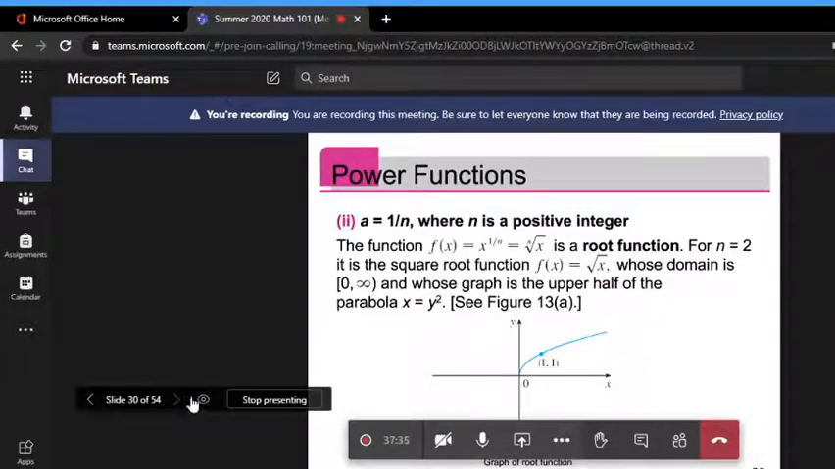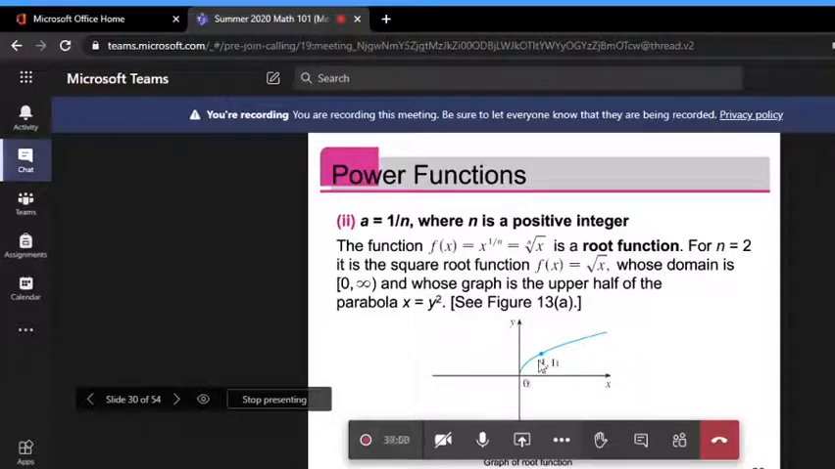Okay, so what happens if the power is just 1 over n, where n is a positive integer? Now it's going to be looking like this. F of x is x to the 1 over n. This is the nth root of x. This is a root function. We call it a root function. Whenever we have the powers in the form of 1 over n, we get root functions. The basic one is the square root of x.